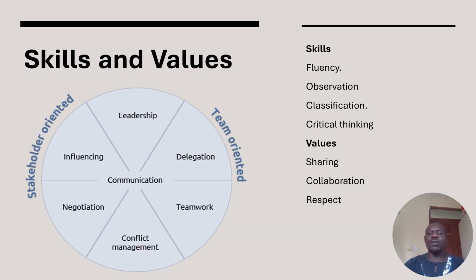We need also to develop some skills and values, and among the skills and values that we shall develop is fluency and then observation, because we have to look at these flowering plants, observe them, and then classify them. Then that leads us into also classifying the flowering plants. And as we are classifying the flowering plants, we have also to think critically that where do we put which type of flowering plants. When you answer that question, it means you are thinking critically.